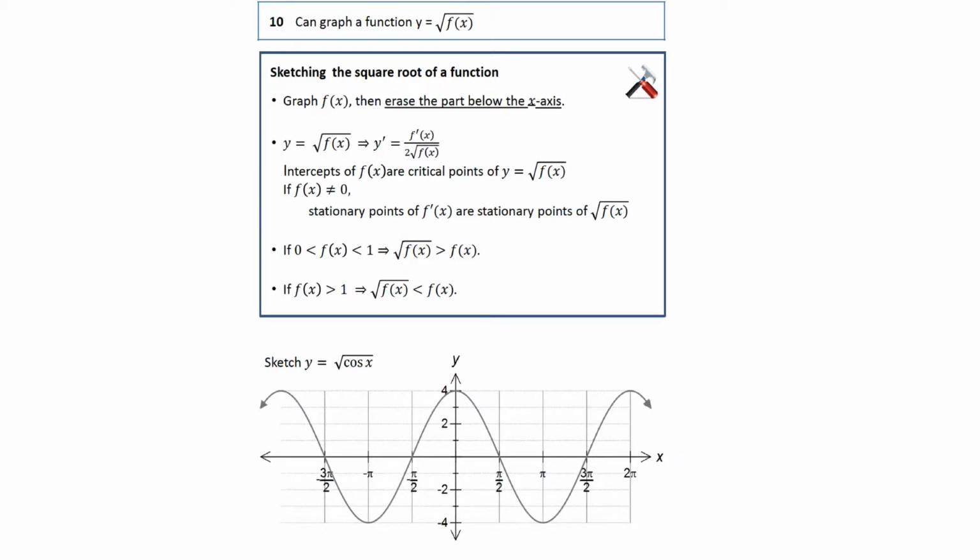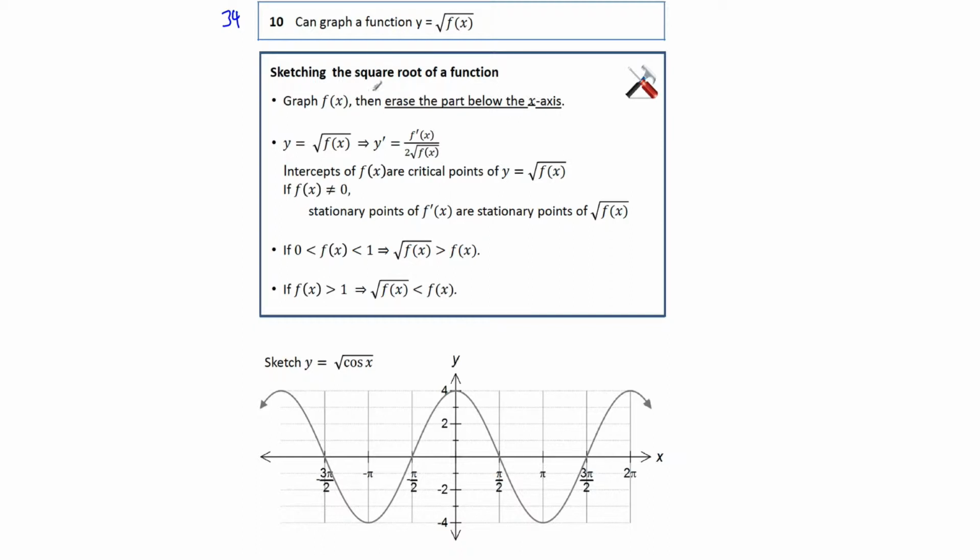Okay, number 10, page 34. And graph of a function of the form square root of a function. So we're going to graph f(x), then we're going to erase the part below the x-axis because the value of the function below the x-axis is negative and we cannot find in the real number system the square root of a negative number.